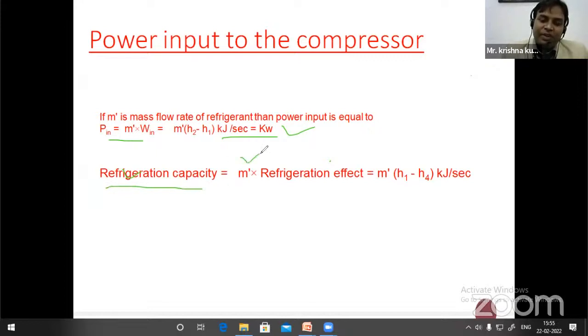Then in VCRS we also need to define the refrigeration capacity: mass flow of refrigerant multiplied by the refrigeration effect. Refrigeration takes place in the process 4 to 1, where the evaporator is fitted. So the equation for the refrigeration effect is H1 minus H4. If we multiply it with the mass flow rate of refrigerant, it becomes the refrigeration capacity in kilojoule per second. Those two terms are also used for designing a VCRS or refrigeration system. Okay, so remember these: the power input to the compressor and the refrigeration capacity.